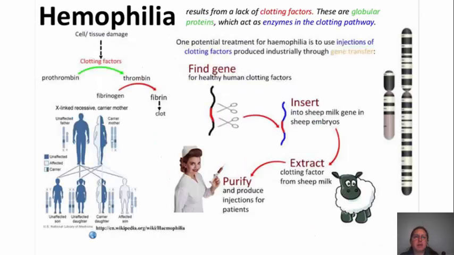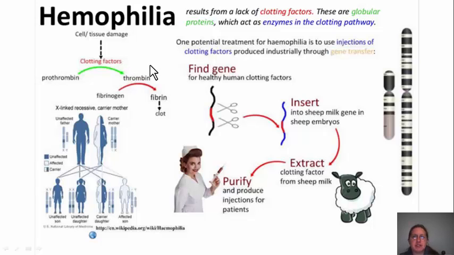A little bit more about hemophilia. So this is your pathway. You have your damage. Your clotting factors start. They are the ones that take a protein called prothrombin. They turn it to thrombin. And then thrombin turns something called fibrinogen into fibrin. And fibrin is what causes the clot. So this is what you want. But if you have hemophilia, this whole pathway doesn't happen.